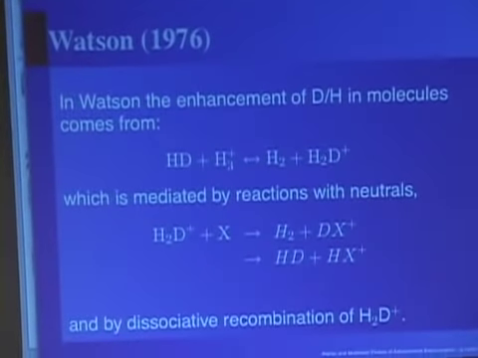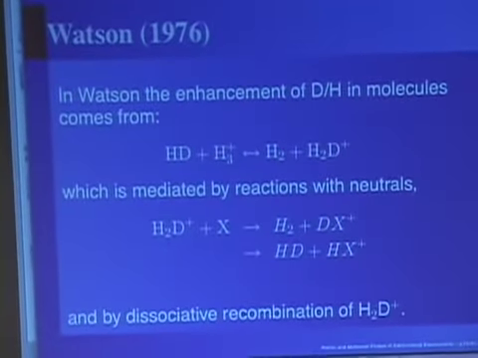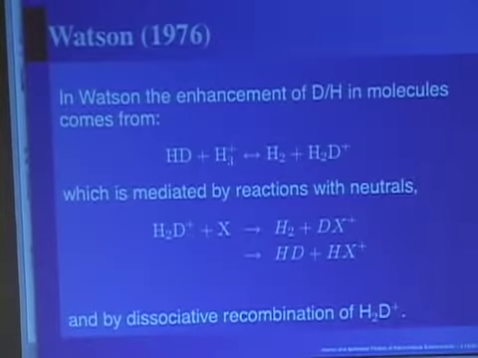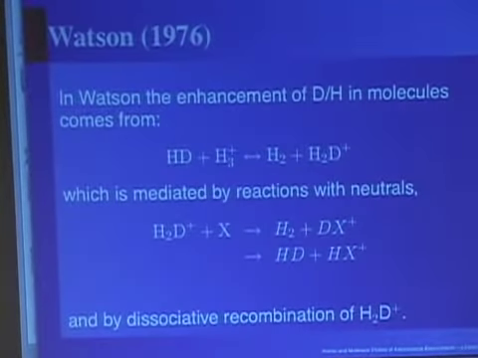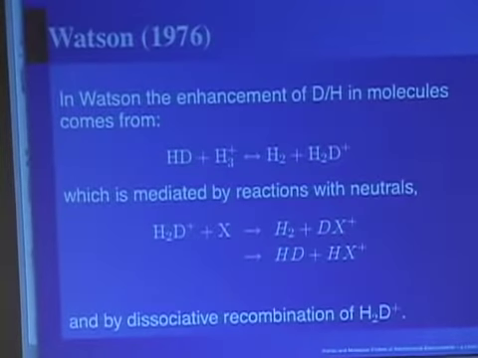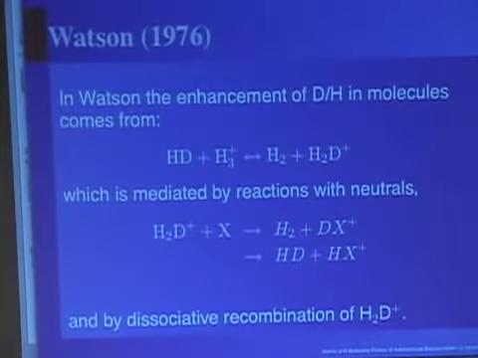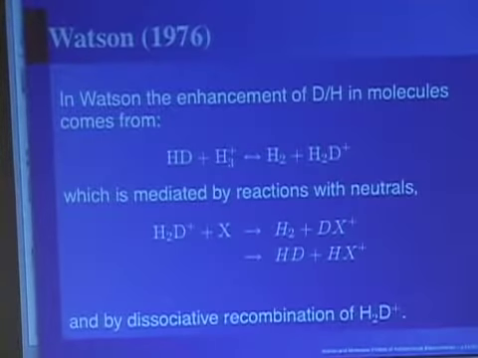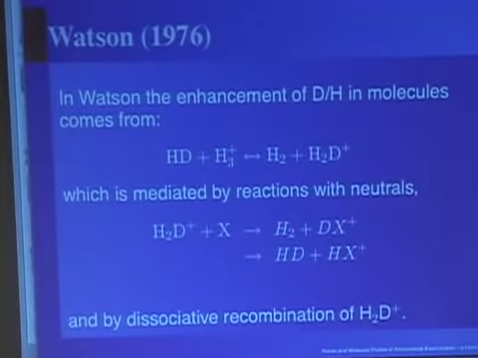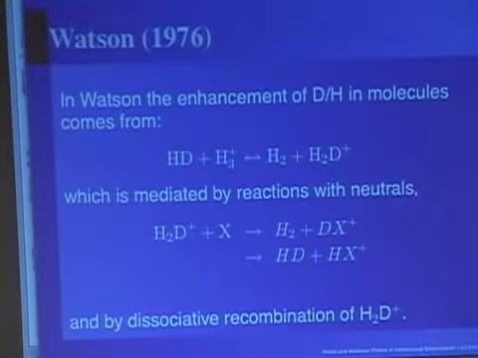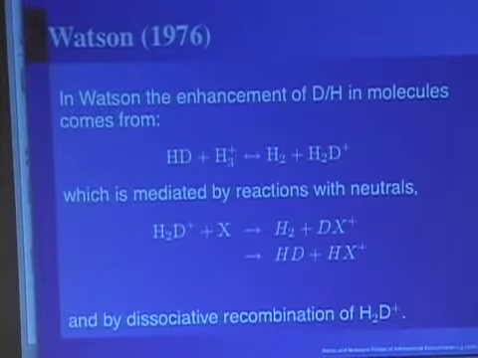Basically, the fractionation comes from HD plus H3+, transferring the deuterium to the H3+ to make H2D+. And this reaction goes both ways, but because it's more bound on this end, it goes faster that way than that way, depending on temperature. And so for low temperatures, you can get quite a large enhancement of H2D+ this way.